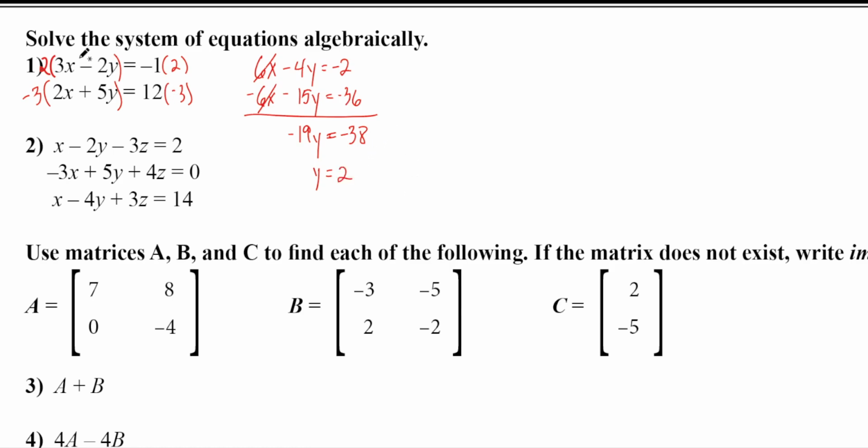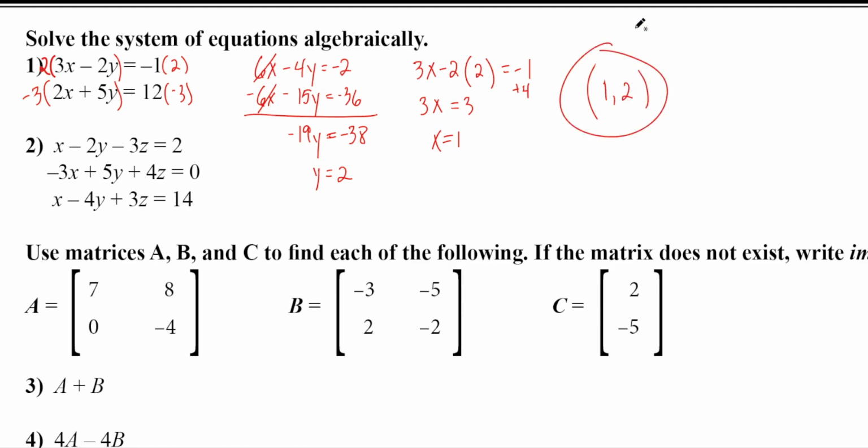We're not done. We got to solve for x. So you can use either one of these equations. Doesn't make any difference. I'd probably use the top one maybe. So 3x minus 2 times y, which is 2, equals negative 1. 3x. What's this going to be? Negative 4, right? Minus 4. But then how do you get rid of a minus 4? You add a 4. So 3x equals 3. x equals 1. And you're finished, basically. How do you write your answer, though? Ordered pair. And there you go.